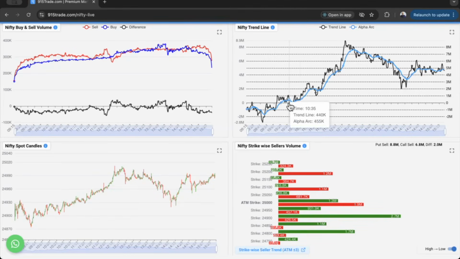When this is going up, making higher highs, you're not going to take a put buy or call sell. You will look for a put sell and a call buy. This should help you avoid wrong trades. So 50% of your wrong trades should go away just with this.